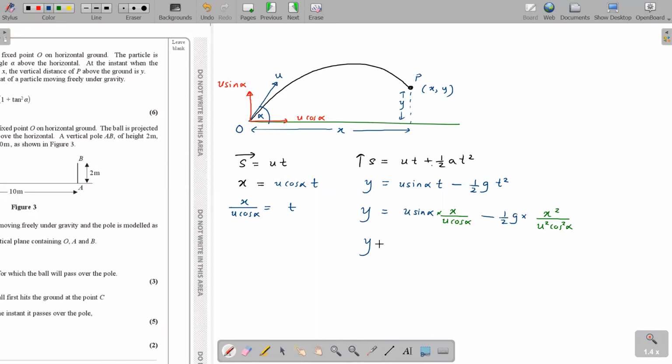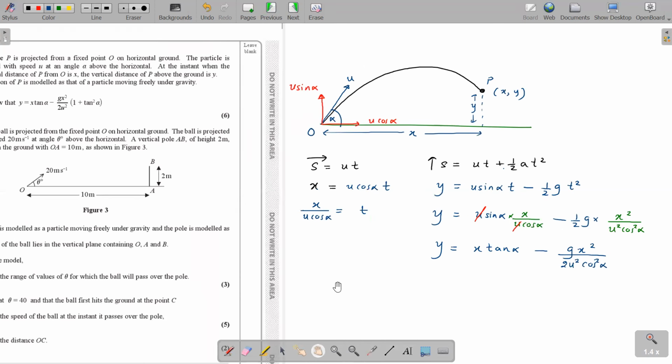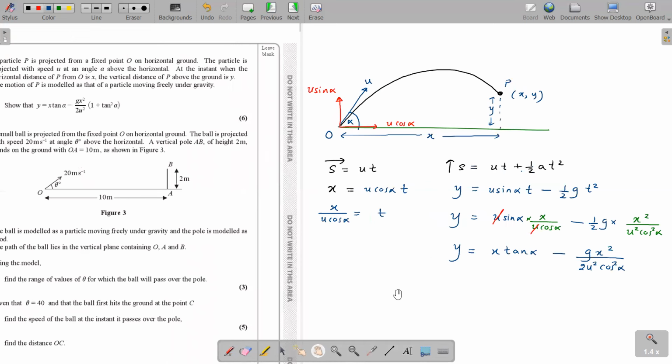Okay, so I get here y equals, the u and u cancel, and I end up getting what? Sine over cos is tan. So can you see I end up getting here x tan alpha minus gx square over 2u square cos square alpha. g and x square multiply, 2 and u square multiply. Okay, so we are not done with the show that yet.